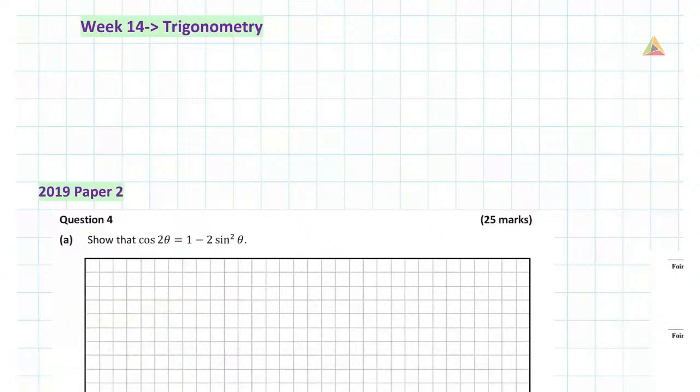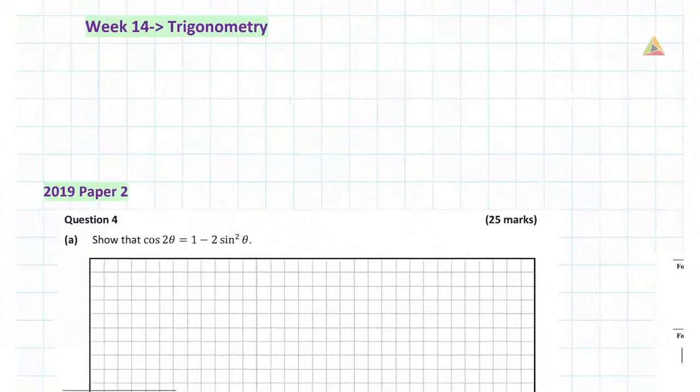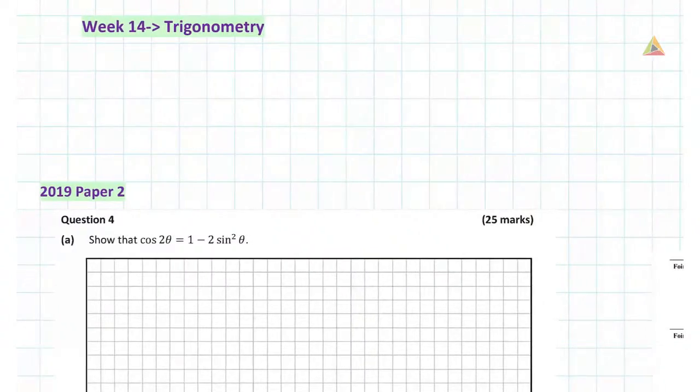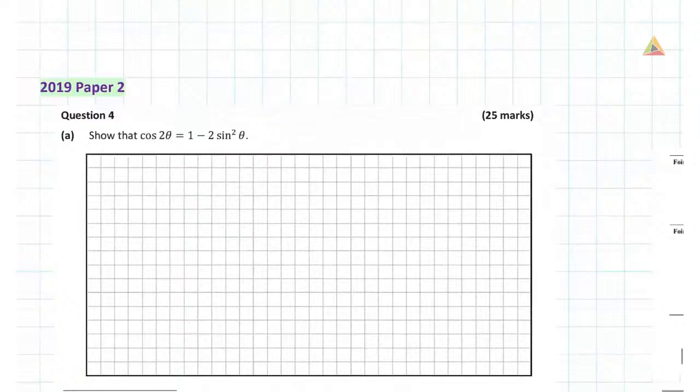We're going to have a look at hopefully two or three exam questions today, going through a multitude of things from the trigonometry course. You're going to see some proofs to start with, some 3D problems, and some problems involving sine and cosine rules. Okay, so we're going to start with a relatively recent question. This is coming from the 2019 paper 2, and it's question 4.